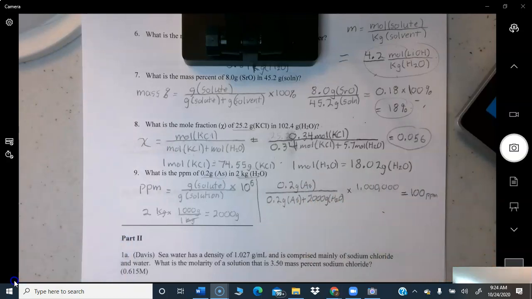All right, so for every 1,000,000 molecules, 100 of them will be arsenic, and the rest, if you do the math on that, is 999,900, will be water. And if you add those two numbers together, the 999,900 plus 100 will give you 1,000,000 total. Okay.